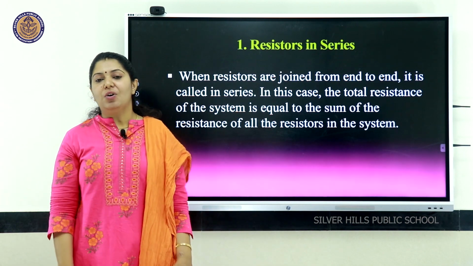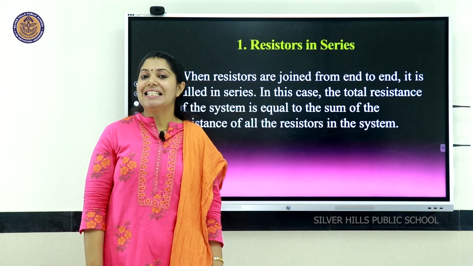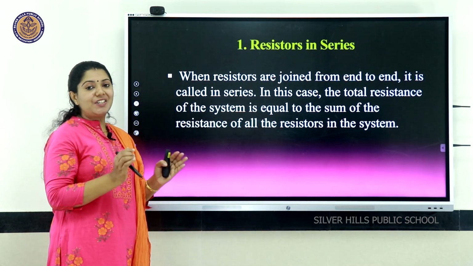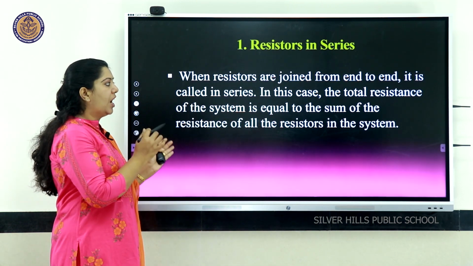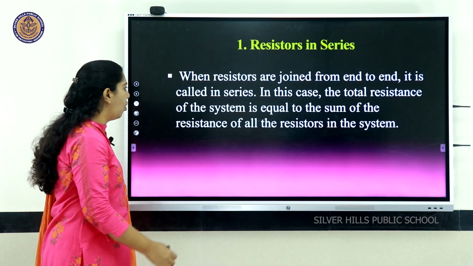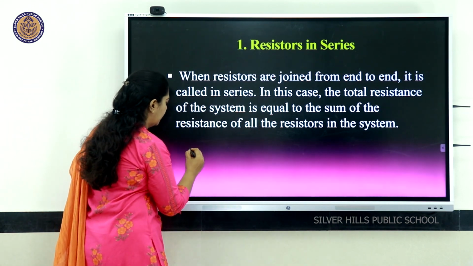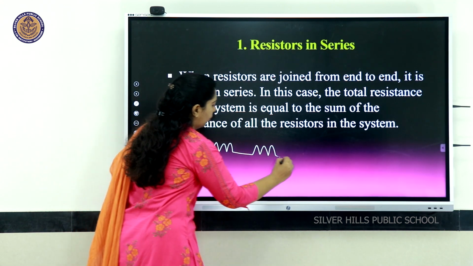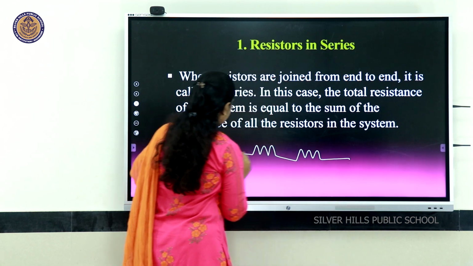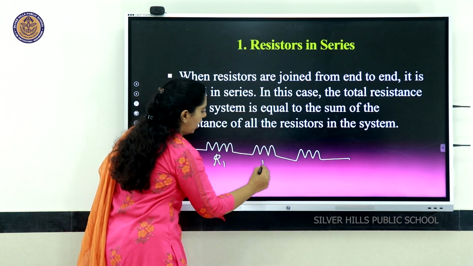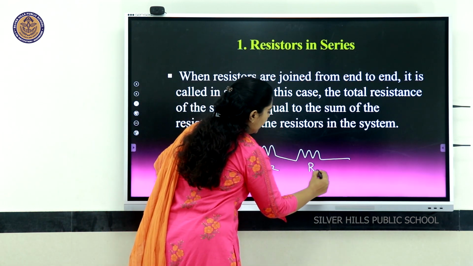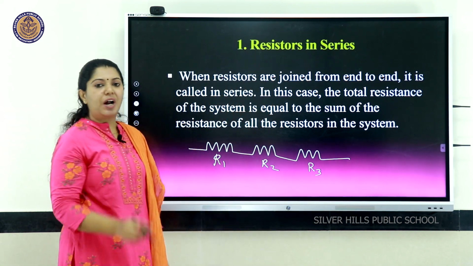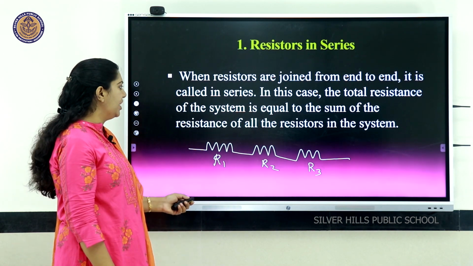That's about Ohm's law. Then the second circuit is resistors in series. Resistors in series means when resistors are joined from end to end, it is called in series. For example, if three resistors are in series, you can draw it this way. There are three resistors R1, R2 and R3 connected in series. The wires are joined from end to end. It is called in series.